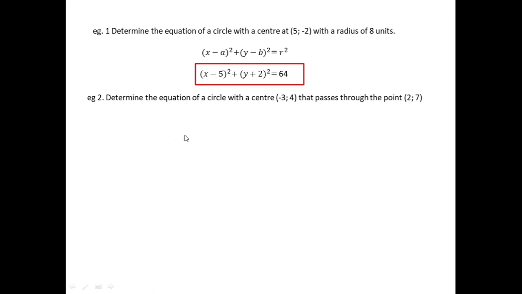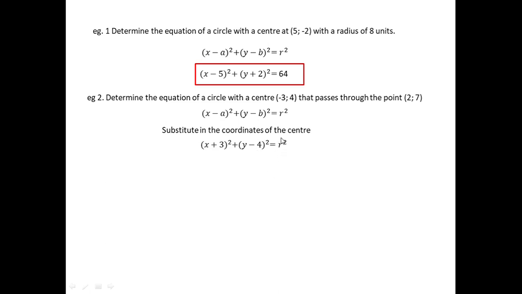Here's example 2 then. Determine the equation of a circle with a center of (-3, 4) that passes through the point (2, 7). We start again with our formula. Then we fill in what we know. We know the x and y coordinates of the center, so we fill those in. Again, the number in the bracket has the opposite sign to the coordinate of the center. So -3 is the x coordinate of the center, so it's +3 in the brackets. And +4 is the y coordinate at the center, so it's -4 in the brackets.